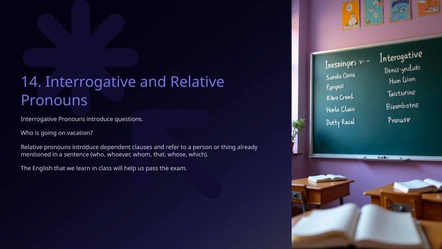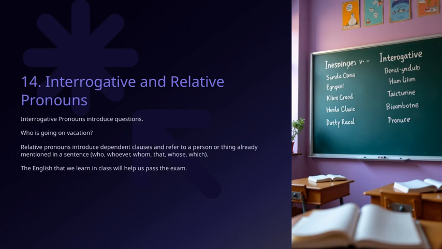These words help us gather information by asking questions. On the other hand, relative pronouns connect parts of a sentence and refer back to a noun or pronoun that we've already mentioned. Common relative pronouns are who, whoever, whom, that, whose, and which.